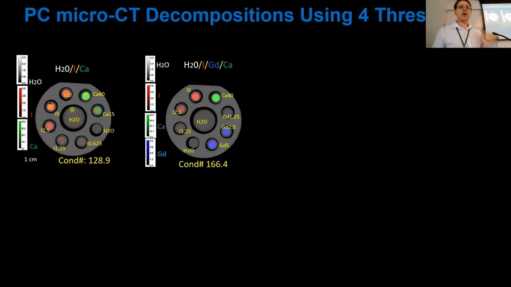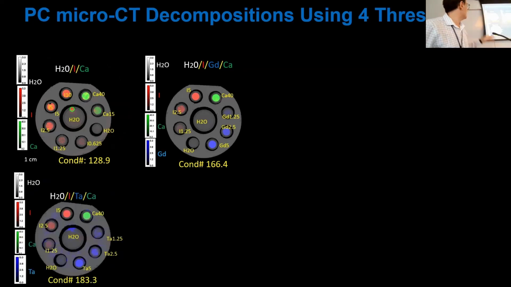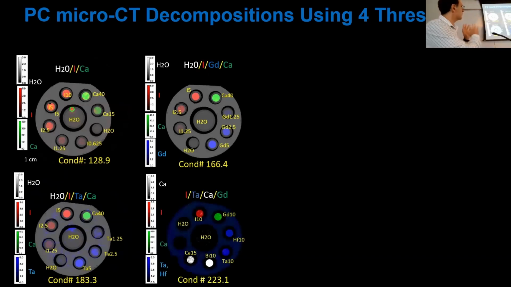And then we add another material. In this case, we have two K-edge materials, iodine and gadolinium, plus water and calcium. And you clearly see the 2 materials plus calcium separated from water there. If we add tantalum, of course, that works too. And we also can have 4 measurements, 4 materials.